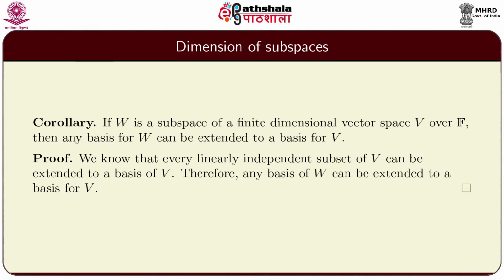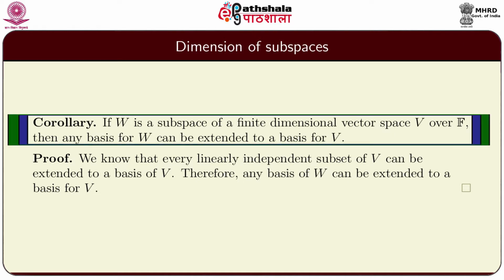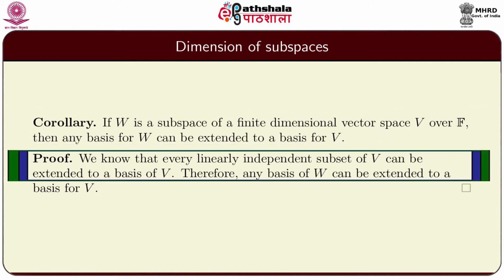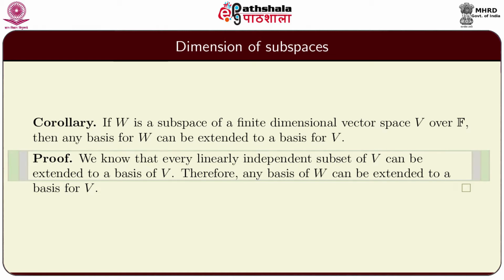We now see a corollary of this theorem we proved. If W is a subspace of a finite dimensional vector space V over F, then any basis for W can be extended to a basis for V. Proof: we know that every linearly independent subset of V can be extended to a basis of V, and any basis of W is surely linearly independent in V, and therefore it can be extended to a basis for V.